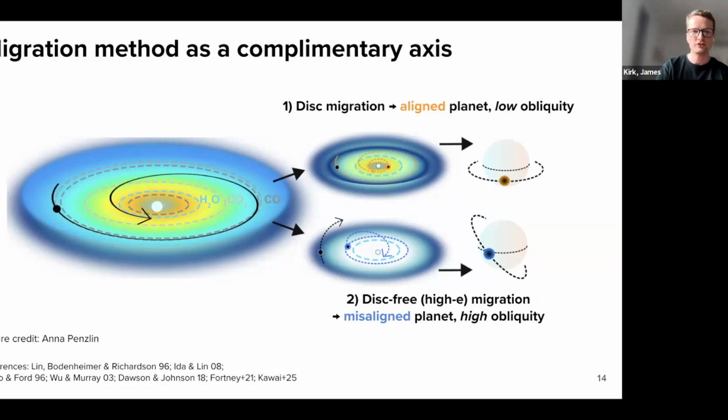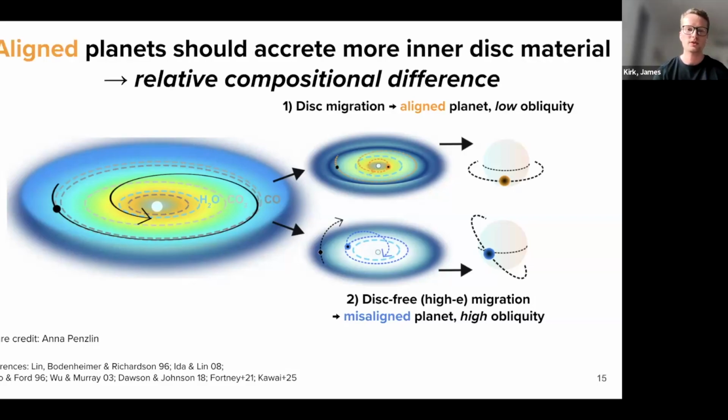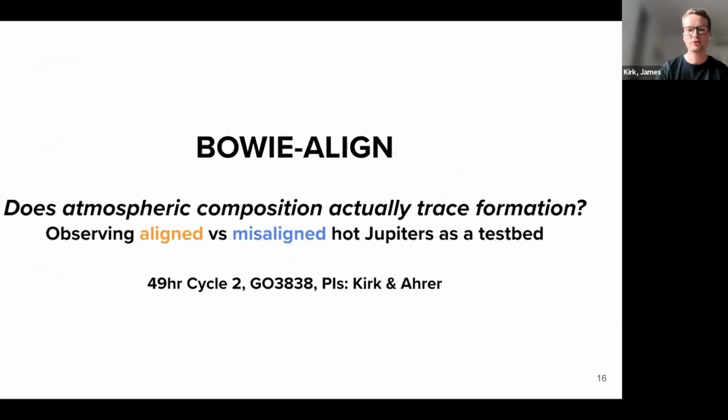So if these migration scenarios are correct, we would expect that aligned planets should accrete more of the inner disk material than the misaligned planets, which do not migrate through the inner protoplanetary disk, thereby driving a relative compositional difference between aligned and misaligned planets. And this is precisely what we set out to test with BOWIE-ALIGN, asking whether or not atmospheric composition actually traces formation. This was a program awarded 49 hours in Cycle 2.